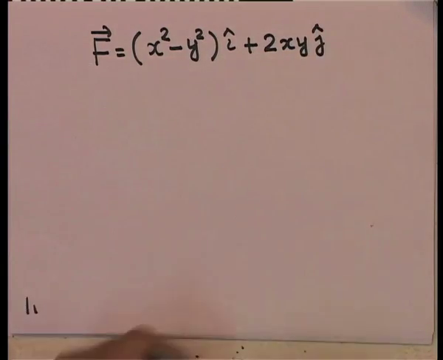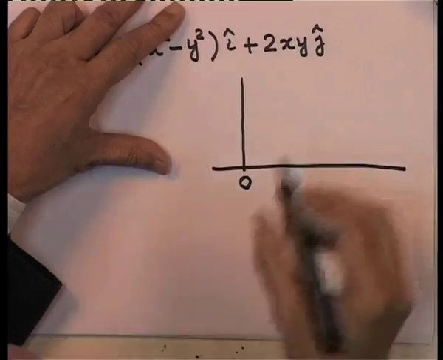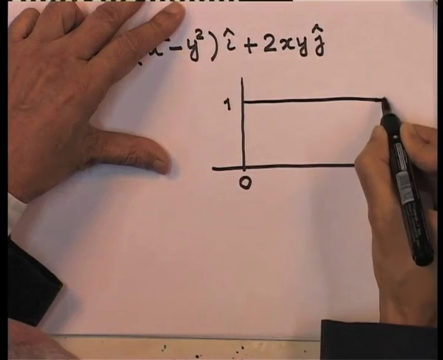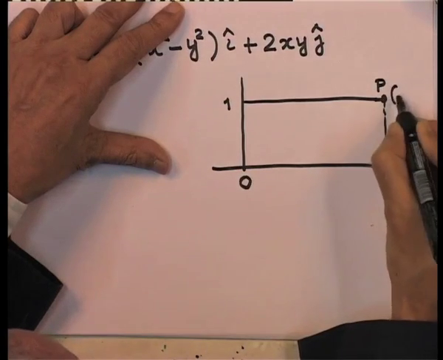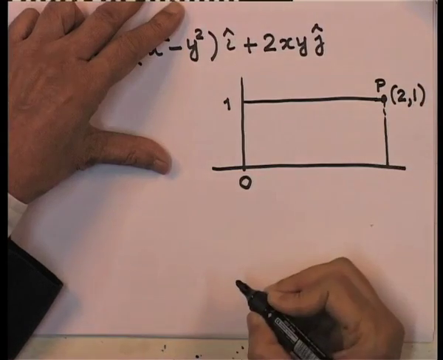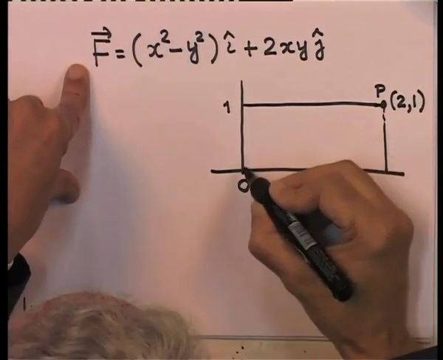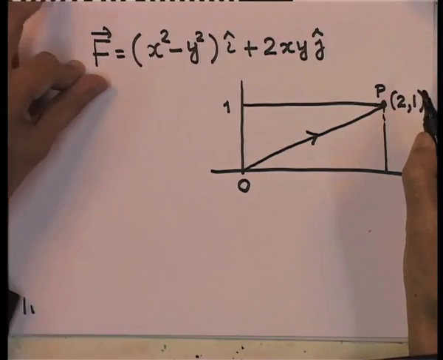Now, what I am going to do is to compute the work along three different paths. In all the cases, I am going from a point which is the origin, let me draw it here again, to a point 2, 1. So, supposing this is 1 along the y axis and this is the point 2 along the x axis. So, from origin to the point P, which is the point 2, 1. First, I will calculate the line integral of this force along a straight line joining the point O to P.